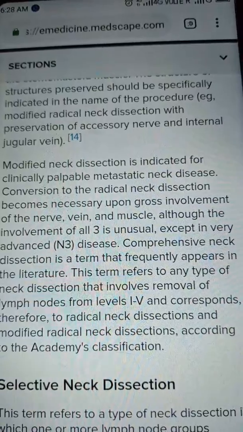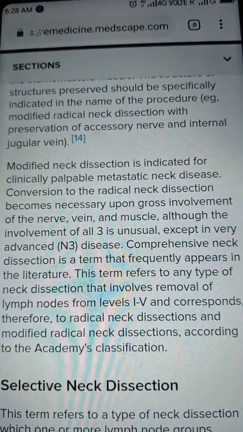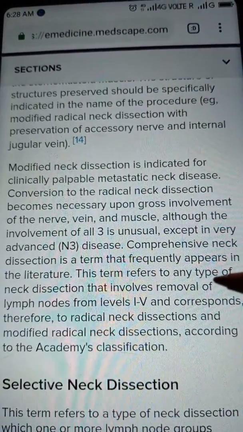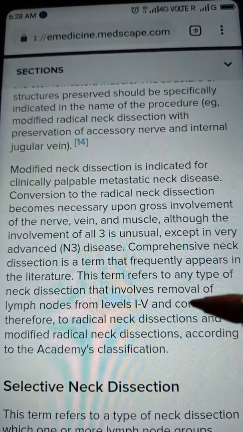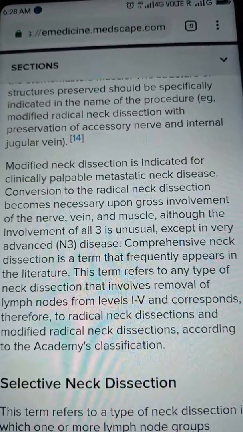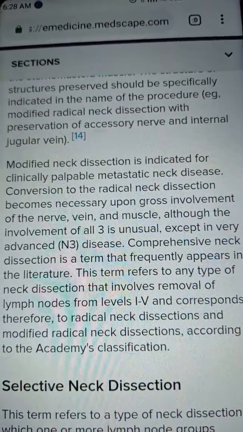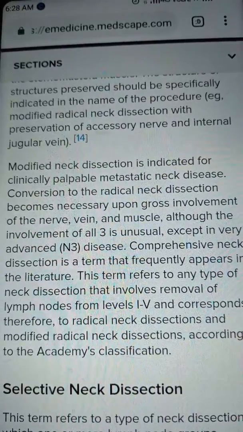Comprehensive neck dissection is a term that frequently appears in the literature, and this refers to any type of neck dissection that involves removal of lymph nodes from levels 1 to 5, and corresponds therefore to radical neck dissection and modified radical neck dissections according to the Academy's classification.